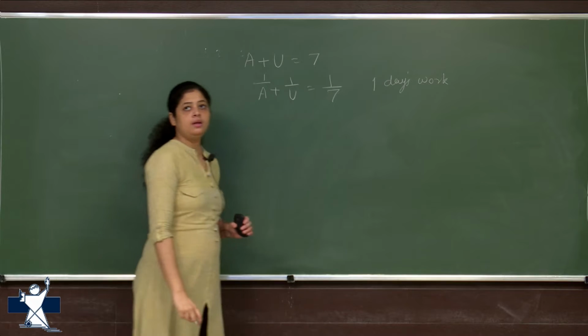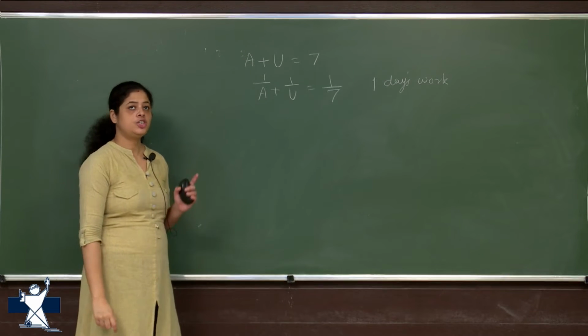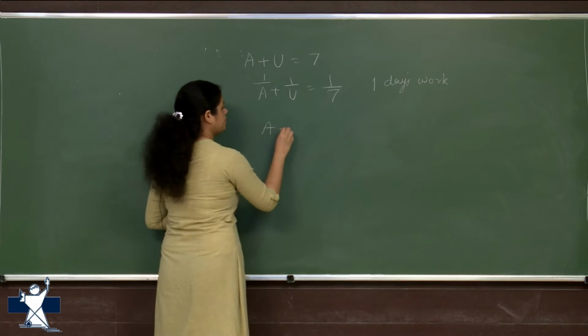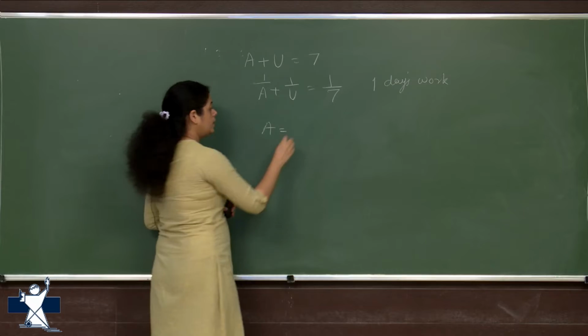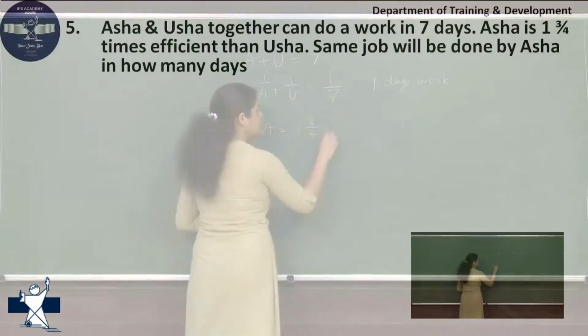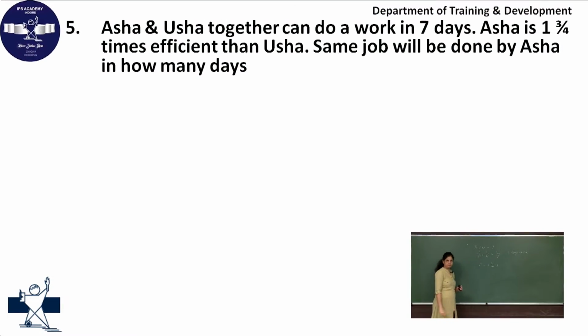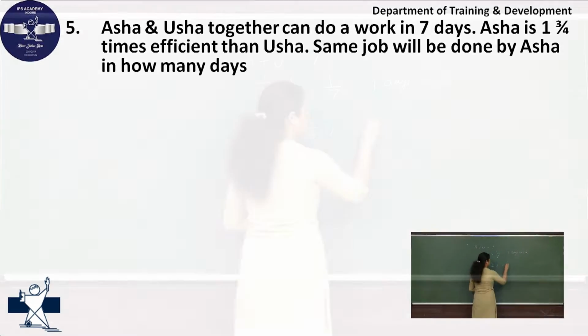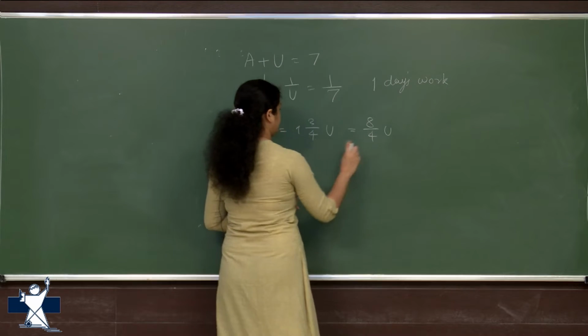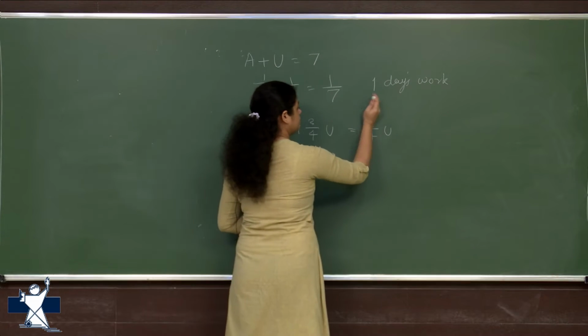Okay, now Asha is 1 3/4 times efficient than Usha. Okay, Asha is 1 3/4 times efficient than Usha. So just convert the mixed fraction into an improper fraction. 8/4, sorry, 7/4.